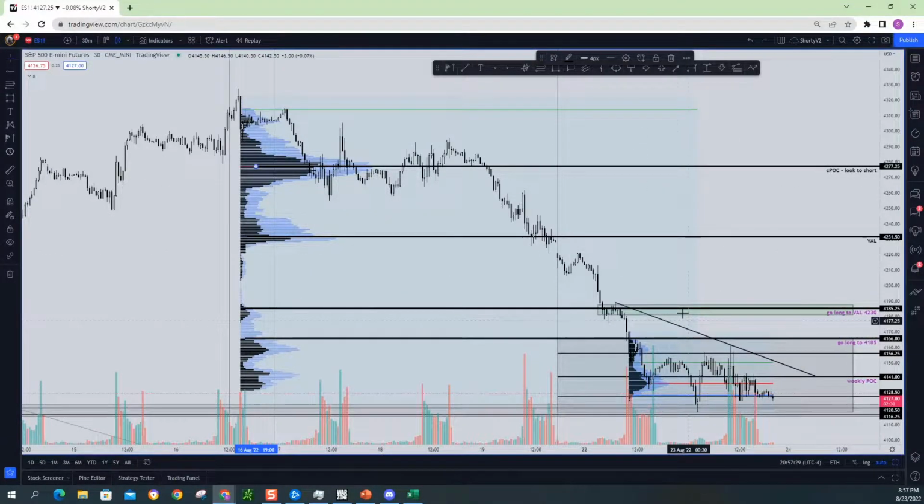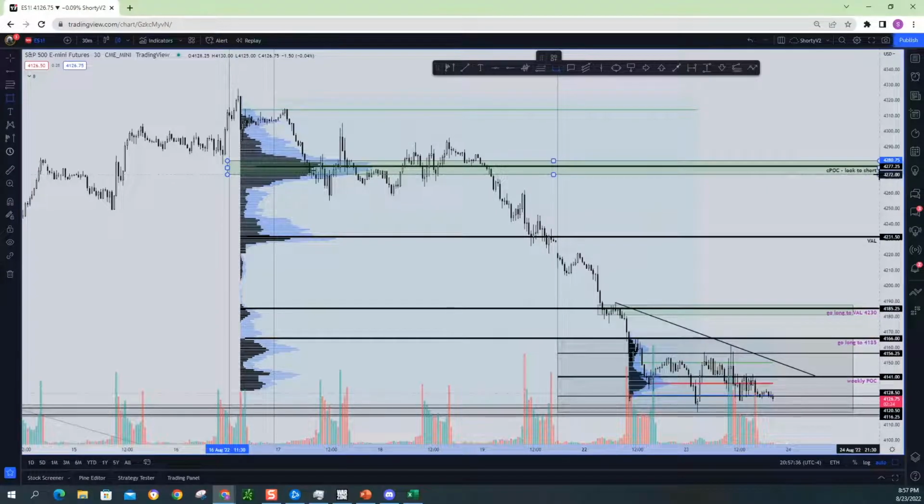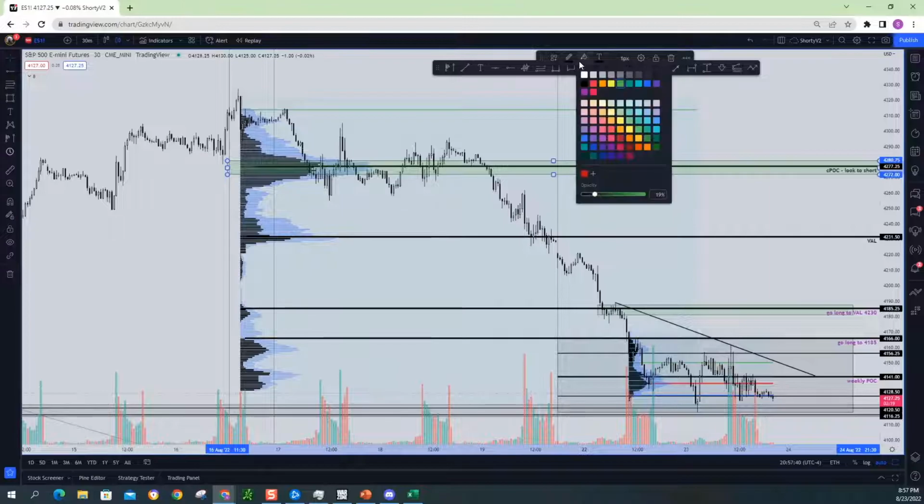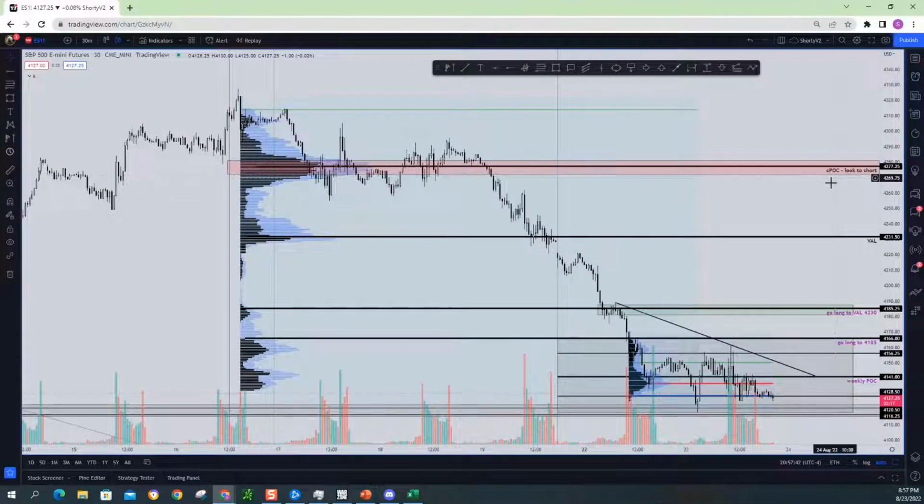This is literally textbook right here. If we come up to this level right here, or this range, I would call it, I would look short right here.